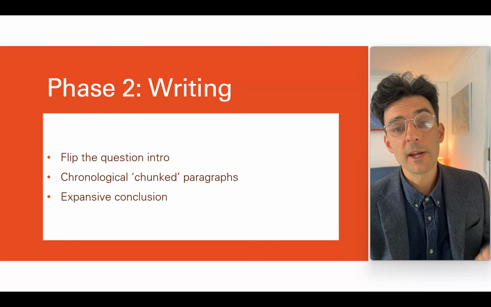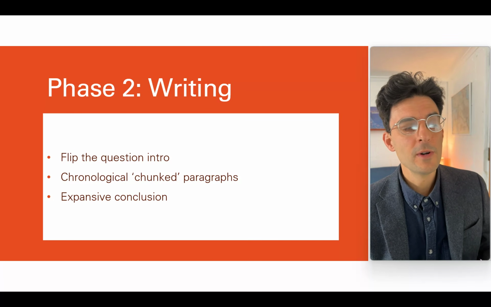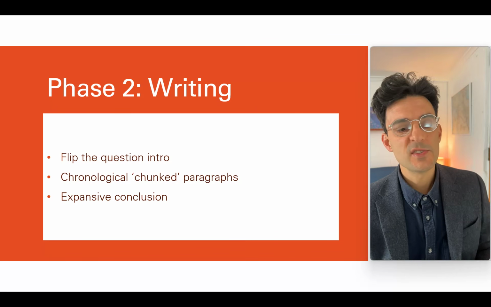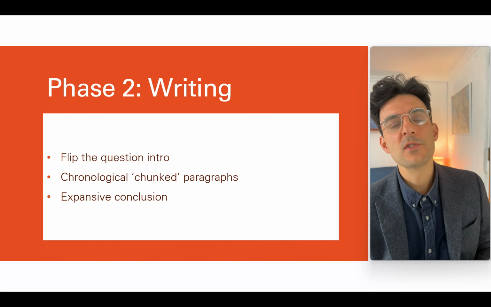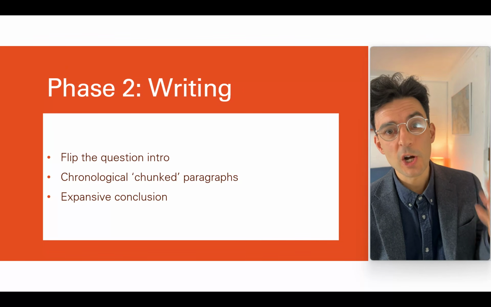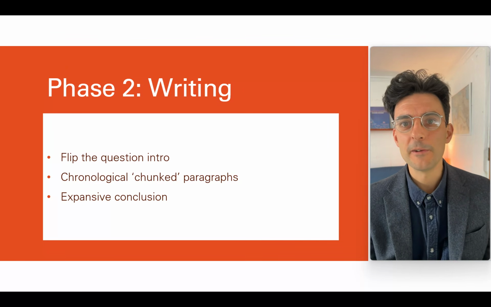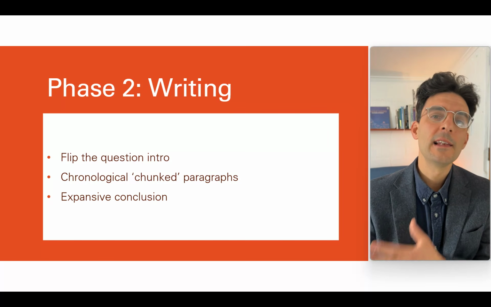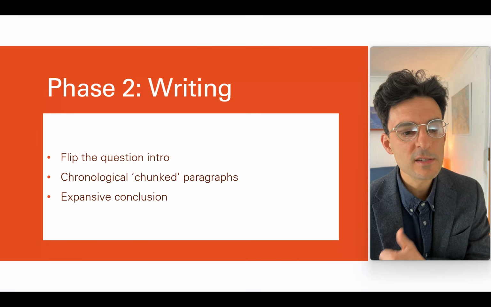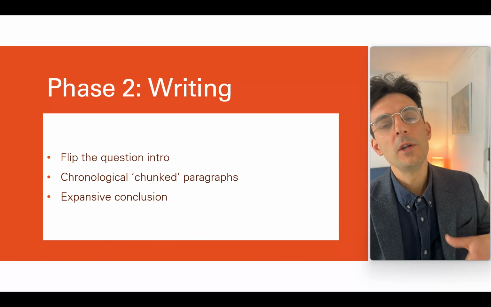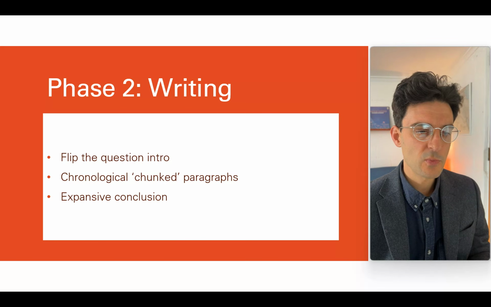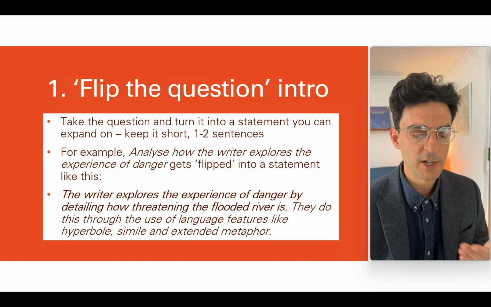The first is what I call a flipped question intro. It's the quickest, easiest way to get into actually writing. The second is your body paragraphs, which are going to be chronological chunked paragraphs. I've kind of already foreshadowed what that means, but I'll explain it in a bit more depth. And last but not least, what I call an expansive conclusion, where you kind of try to push your ideas out beyond the text a little bit. Let's work through this.